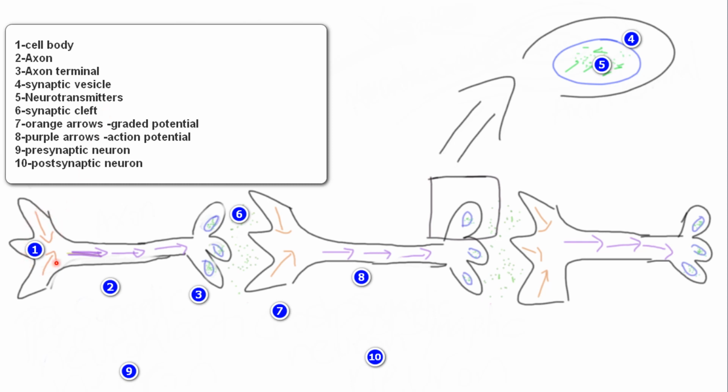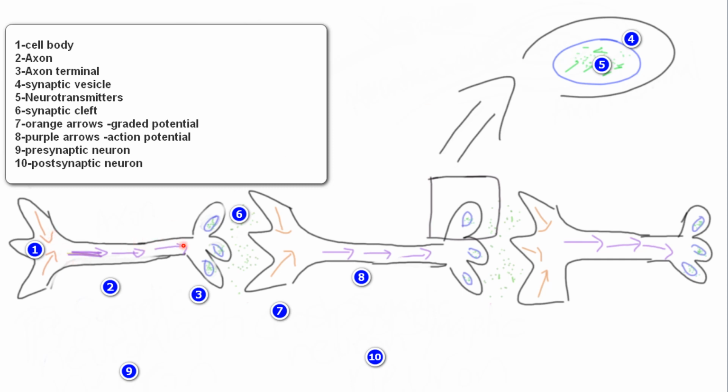Let's take a look at what's going on right here. Here is the neuron with its cell body, its axon, and the axon terminals. Now, let's zoom in on the axon terminal. Inside of an axon terminal, you would find a bunch of what we call synaptic vesicles. Inside of those synaptic vesicles is where the neurotransmitter is stored.